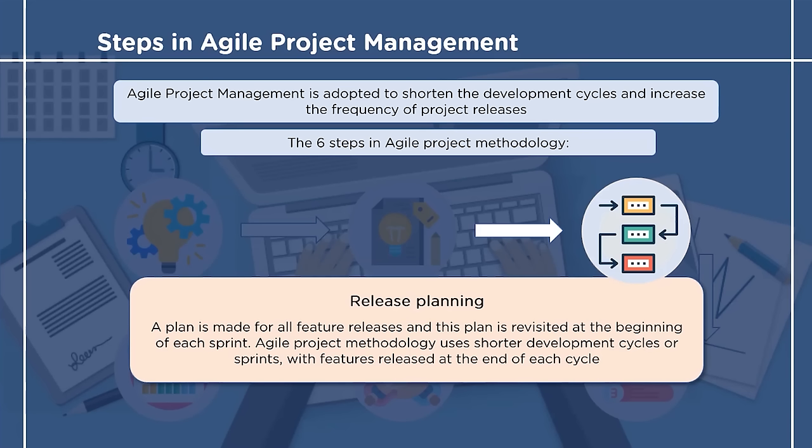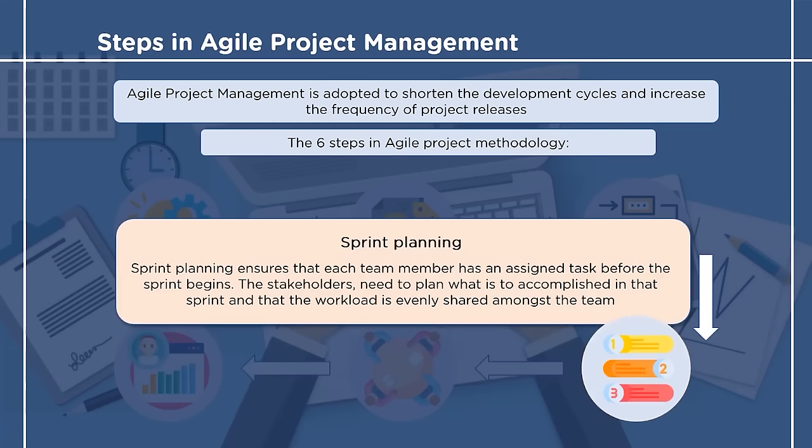That means there will be the release of features at the end of each cycle. And unlike the traditional waterfall model, the development cycles will be smaller. The fourth step in Agile project management is sprint planning. The sprints are made keeping in mind what all is to be accomplished in that particular step. At the beginning of each sprint, the goal of that sprint is decided and steps to achieve that goal are taken.